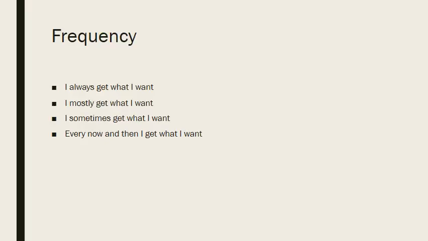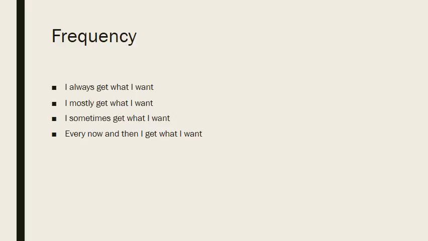Let's look at a couple of other examples. Frequency is about how often something happens. If you say "I always get what I want," you're saying that there's a high level of frequency and you're also being very certain about that. So we would say that's a high level of modality. "I mostly get what I want" is, again, taking that down a notch. So we're getting slightly lower, but it's still fairly high.